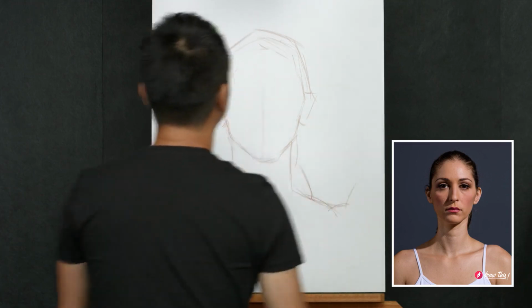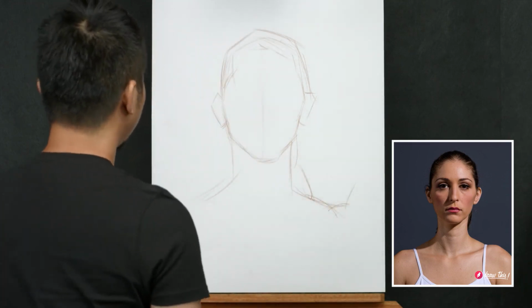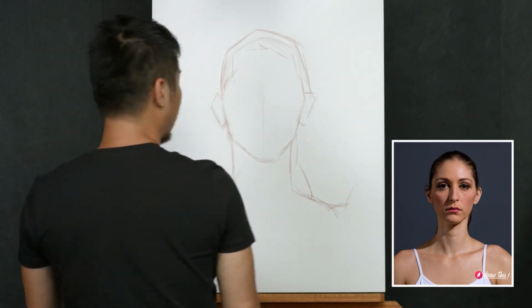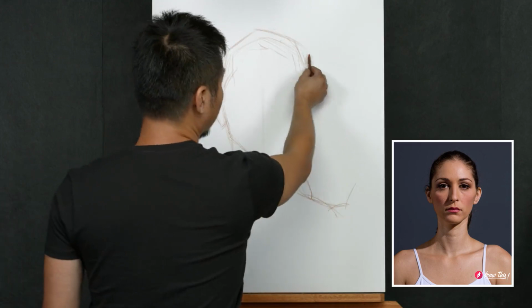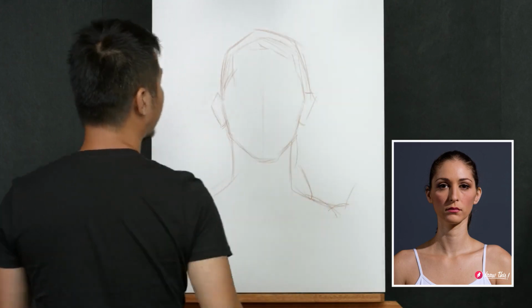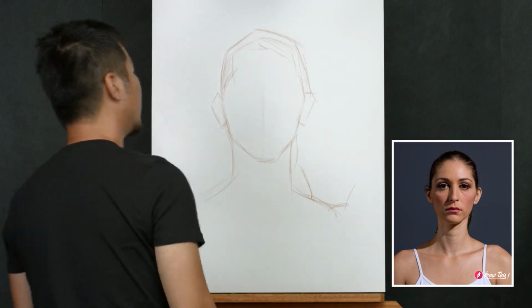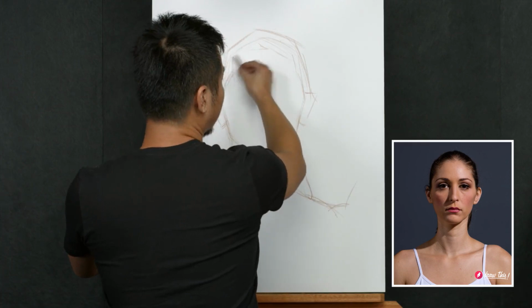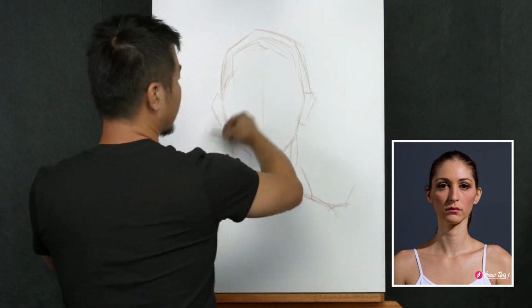Because if you look at all the little nuances from the model, it can get really tiring, especially if you draw from life. So if we can describe some area with just one single stroke, let's do that. And later on, we can break into the smaller details.